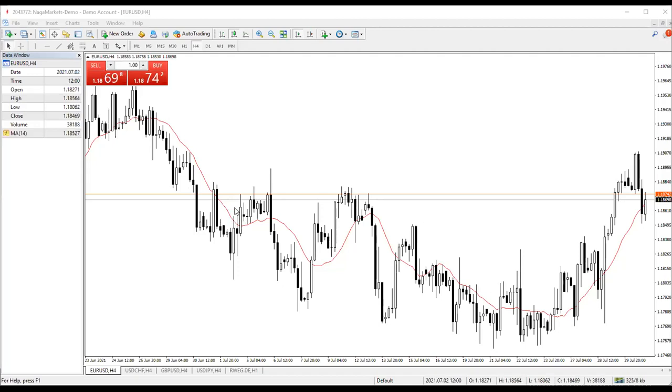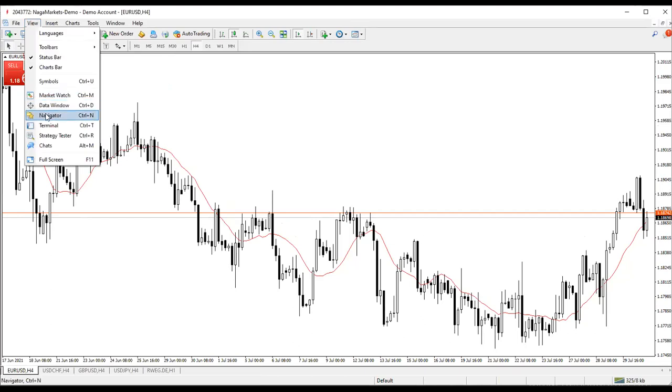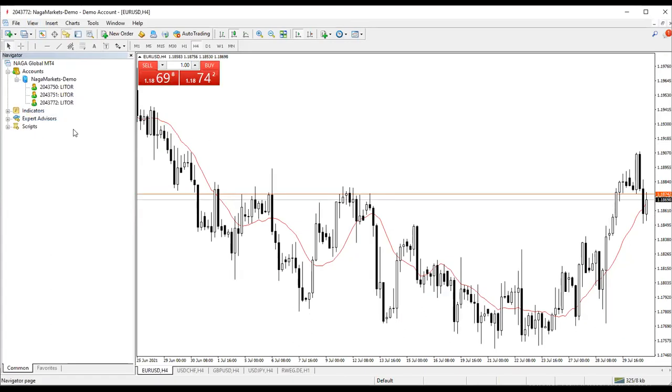So I want you to bear it in mind. It may be useful in the future when you begin to talk about pressure. When you want to look for the pressure of a candle to make your analysis, it becomes very handy and very useful. Okay. So that is it for the data window. We are now going to move to navigator.